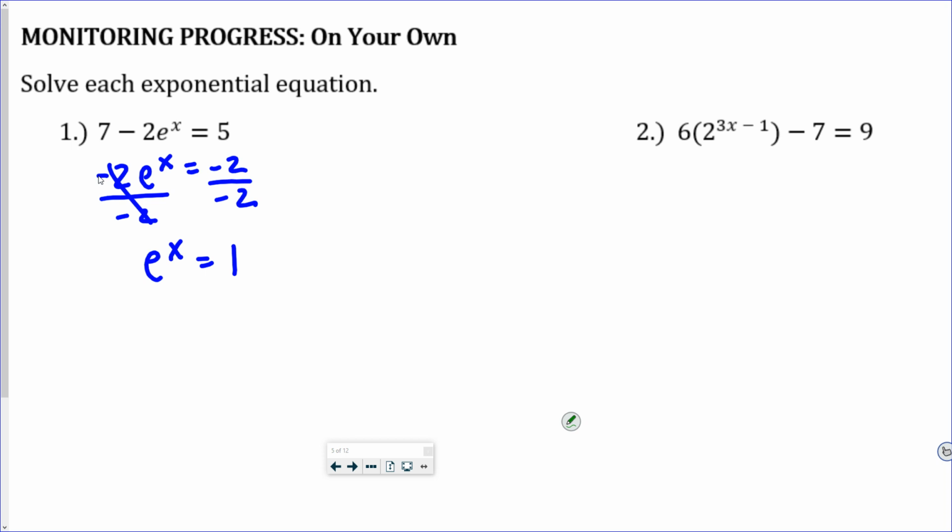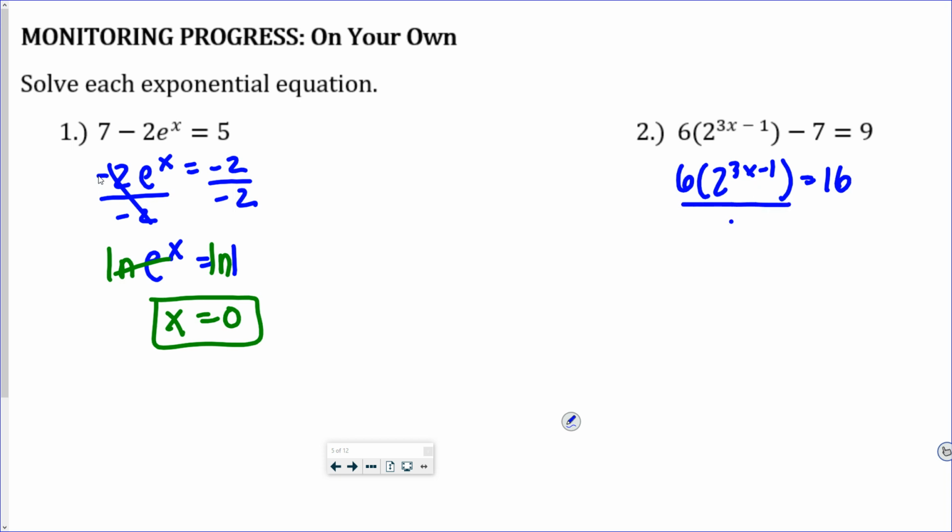You guys don't really need logs to solve this one. E to what power would give me 1? It's definitely 0. If you did take the natural log of both sides, careful, the natural log of 1 isn't 1. It's 0. The natural log of 1 is 0. So if we just said ln 1, would that be right? That's the exact answer, but you should put 0 too. Well, let's see what the calculator says. ln 1 equals 0.